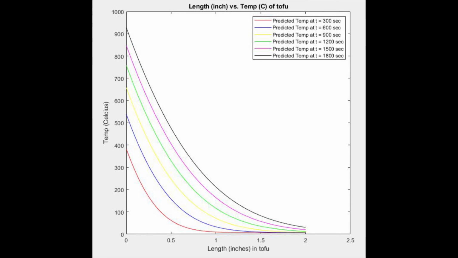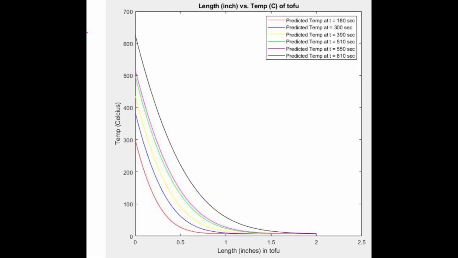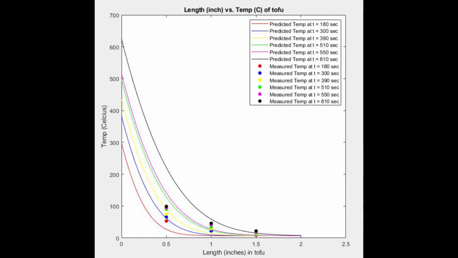As you can see, heat seems to be traveling within the tofu over time, with the temperature profile leveling out over time, which is what we expect. This is the same graph, but with the specific time snapshots we use in our experiment. This is a graph with the overlay of the data points. As you can see, the data seems to follow the same general trend of semi-infinite conduction over time.